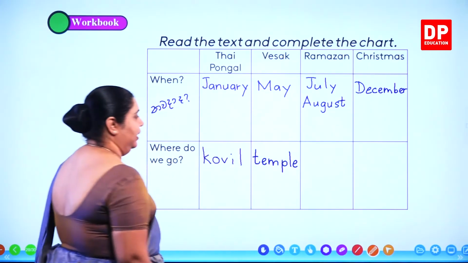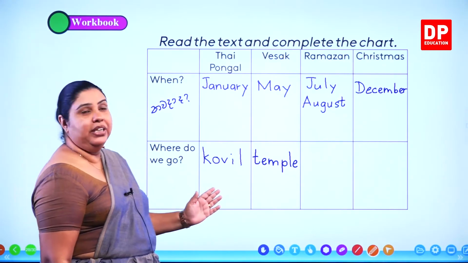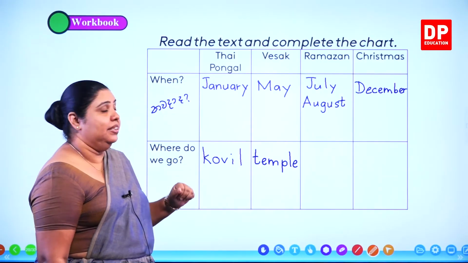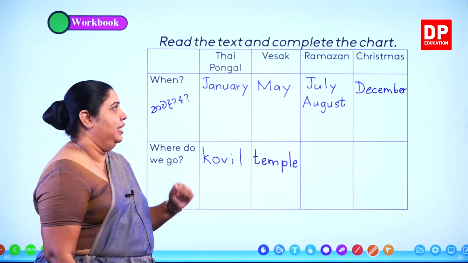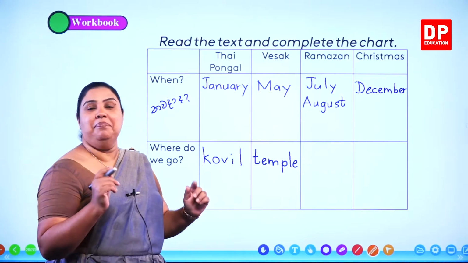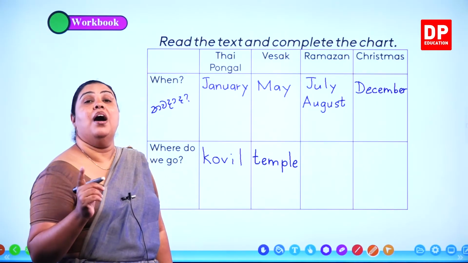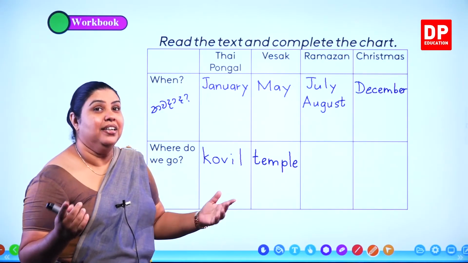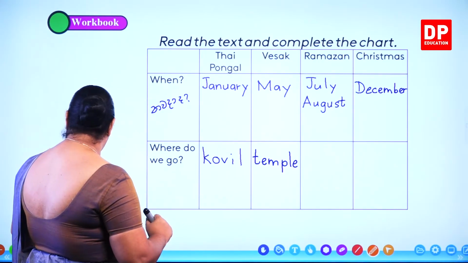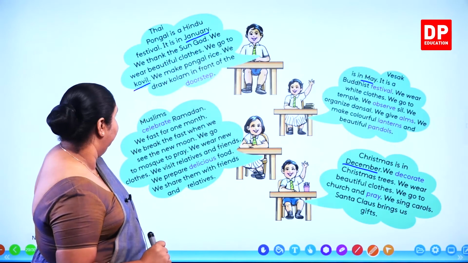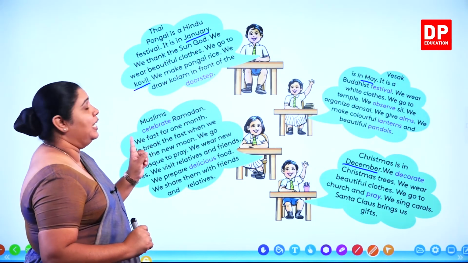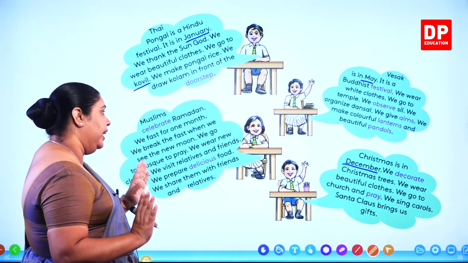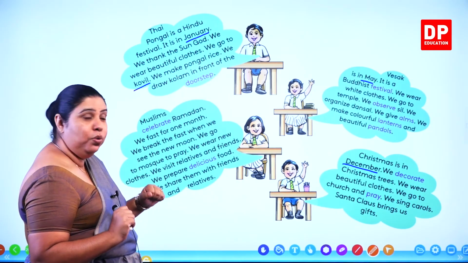T-E-M-P-L-E. Temple. Right? So on Thai Pongal Day, the Hindus go to the Kovil, and Vesak, the Buddhist people go to the temple. Then where do the Muslim people go to on Ramadan, the Ramazan Festival Day? They go to the, yes, very good. I want you to take a look at the paragraph. Right. Muslims celebrate Ramadan. We fast for 1 month. We break the fast when we see the new moon.